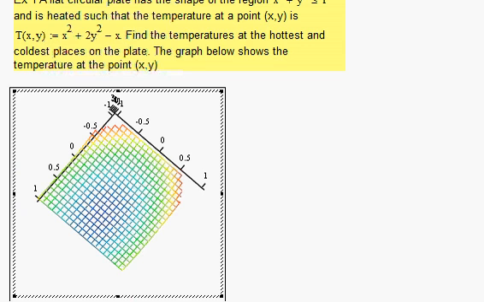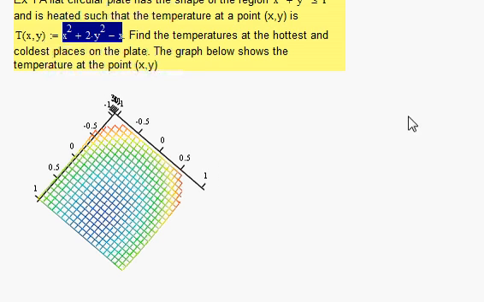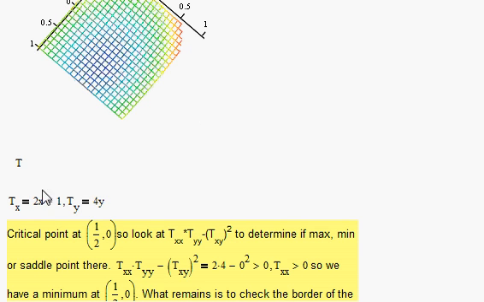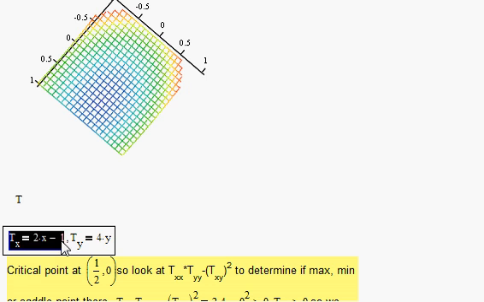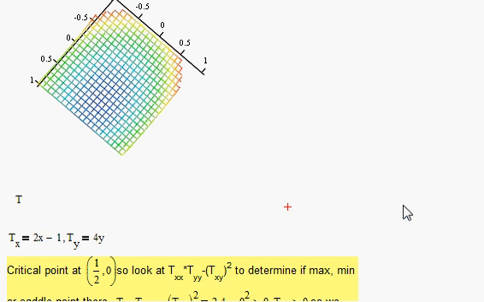Since we have our function of two variables, it's easy enough to differentiate with respect to x. We get 2x minus 1. And differentiated with respect to y, we get positive 4y. So our two partial derivatives are 2x minus 1 with respect to x, and 4y with respect to y. Setting both of these partials equal to 0, we get a critical point at x is 1/2 and y is 0.